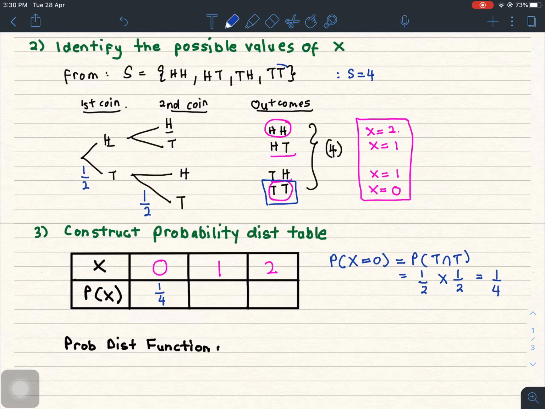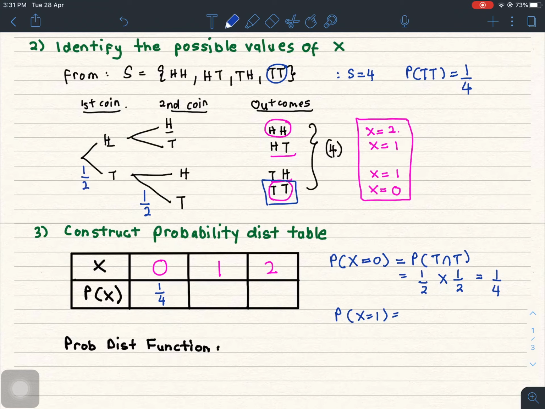What is the probability of getting tail? It is actually equivalent to 1 over 4. That's how you do it. Okay. Now, for P(X) equivalent to 1, how do you get it?